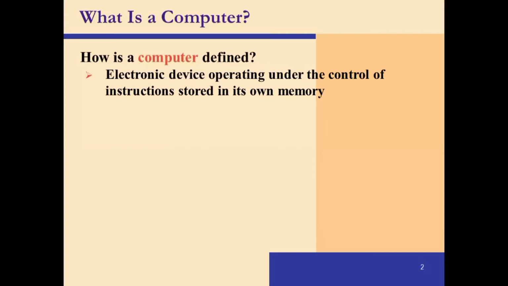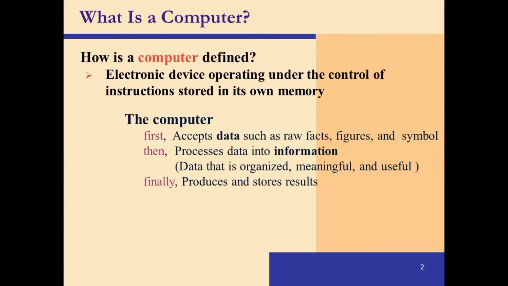The double click gives an instruction to the computer to open this picture and show it in a wide frame. Okay. Now, how does a computer process data? First, the computer accepts the data that we give it, like raw facts, figures, symbols. You can say that the calculator is also a form of a computer. It is a computing device.